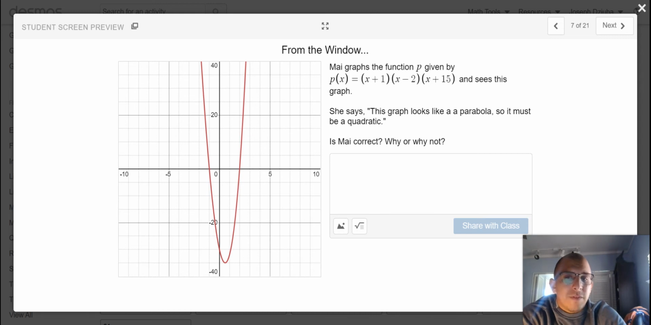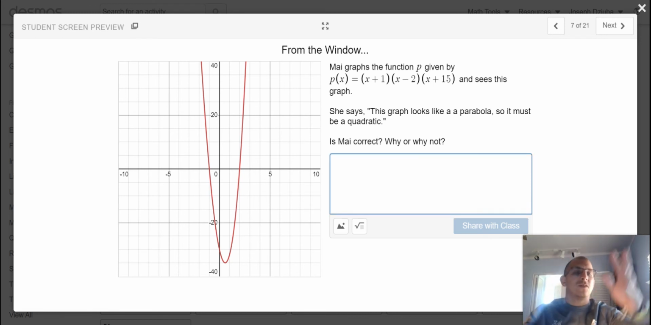We have this function here, p of x, and it's given by x plus 1 times x minus 2 times x plus 15. Mine concludes that the graph looks like a parabola, so it must be a quadratic. Do you agree? Yes or no? I'm going to leave it at that. But I will tell you to make sure you attend to precision here. Don't judge a book by its cover.